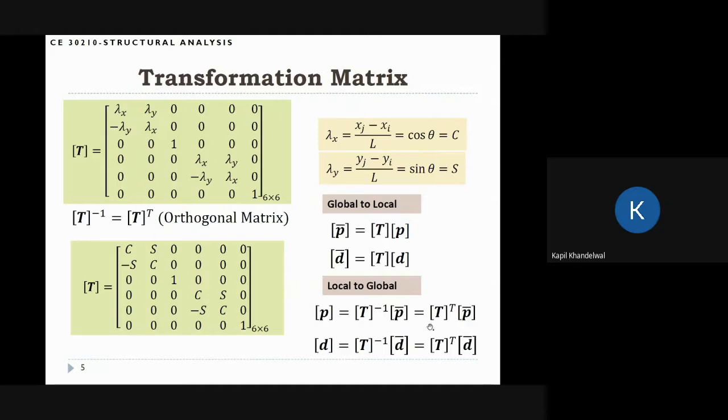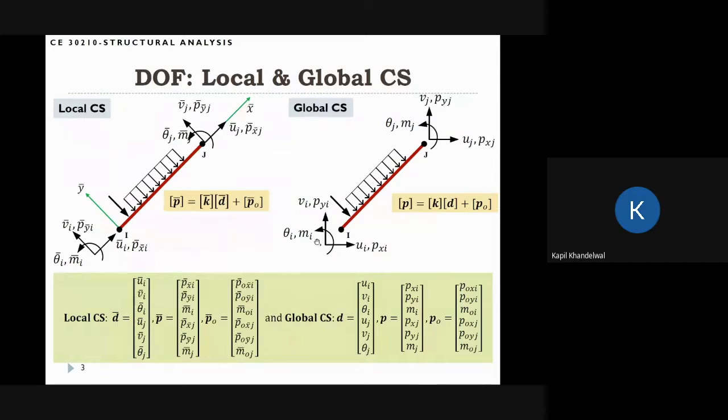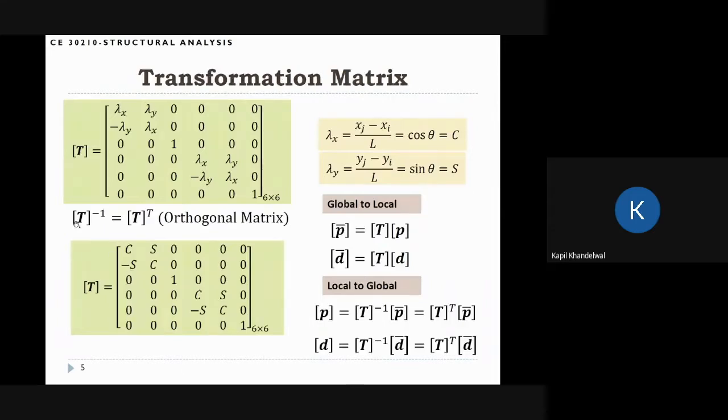And in this case, one of the important properties was that T inverse was equal to T transpose. This means that T is an orthogonal matrix. And one of the physical reasons why this matrix is orthogonal is because the coordinate transformation actually represents the rotation of axes. So when we go from, let's say, this global x and y axis to the local x and y axis, we are actually just rotating the axes. And because of that rotation, this transformation matrix turns out to be orthogonal. So this is the physical reasoning why it turns out to be orthogonal.